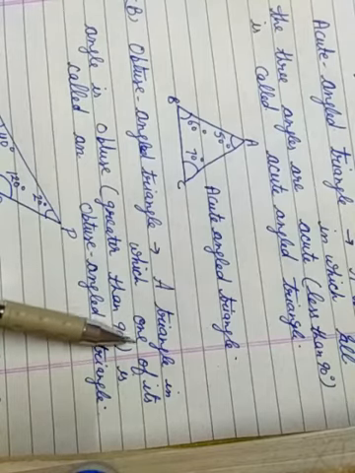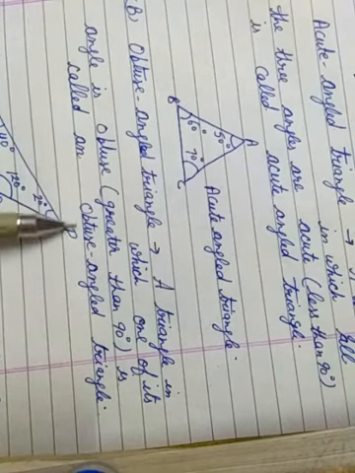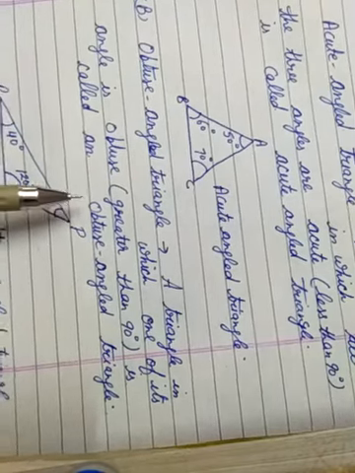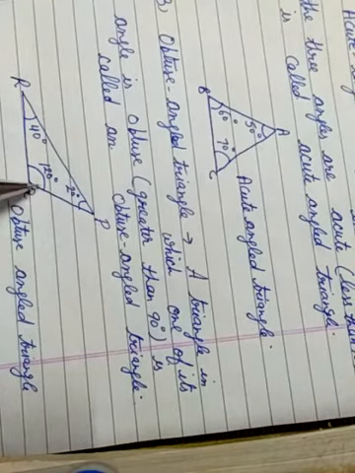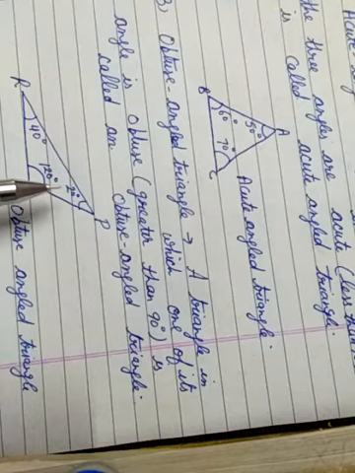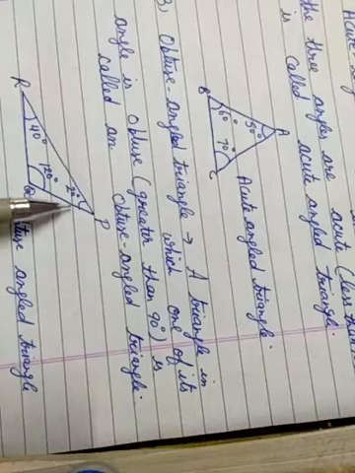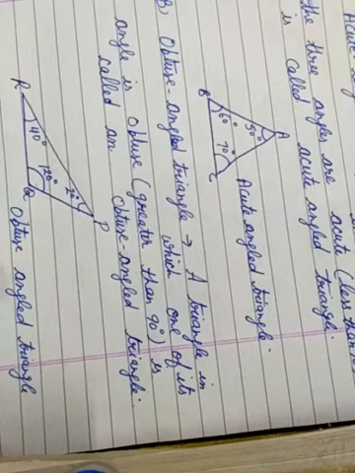Now number B, obtuse angle triangle. A triangle in which one of its angles is obtuse, greater than 90, is called an obtuse angle triangle. देखिए, if one of the angles of a triangle is greater than 90, कोई भी एक एंगल यदि 90 से बड़ा होता है किसी ट्राइंगल में, then they are called obtuse angle triangle. Now in this triangle PQR, angle Q is 120 degree. It is greater than 90 degree. So it is called obtuse angle triangle.